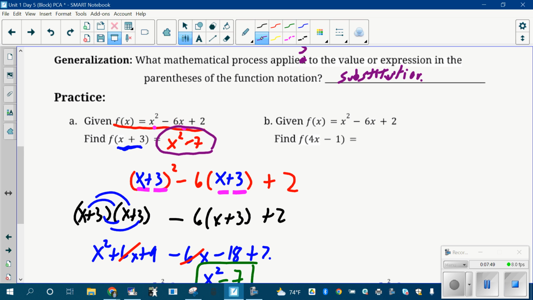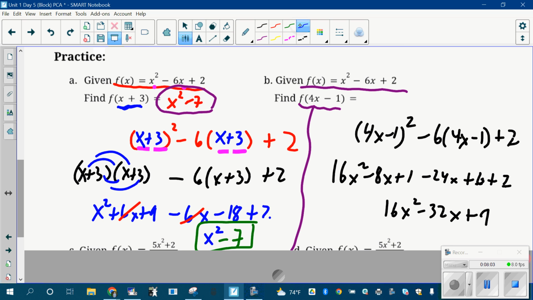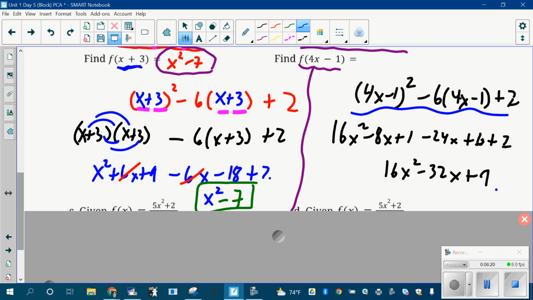You guys pause and give this one a try here real quick. Here's our function. Find f of 4x minus 1. Pause, give it a try. Okay? So I'm taking my function. Everywhere there was an x, I'm putting 4x minus 1. Instead of doing x squared, doing 4x minus 1 squared. Instead of doing minus 6x, I'm doing minus 6 times 4x minus 1. After this, I'm just simplifying it. And I end up getting out this.